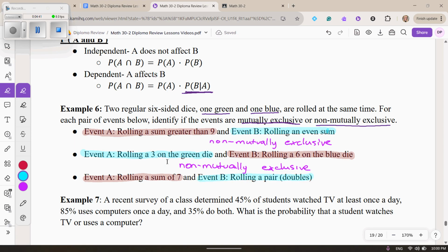So can you roll a sum of 7 and roll doubles in the same trial? So no, you cannot, because 7 is an odd number. If you roll doubles together, you get an even number. There are no doubles that add to the sum of 7. So this one here is going to be mutually exclusive.